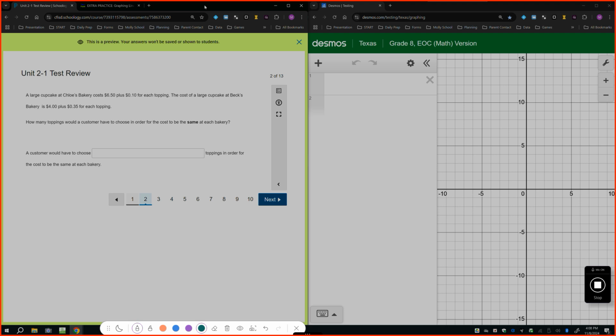Now for this one, it's a word problem. In order for me to do algebra, I need an equation. I need something to graph, okay? Because I'm looking for where they're the same. And where they're the same is where they cross.